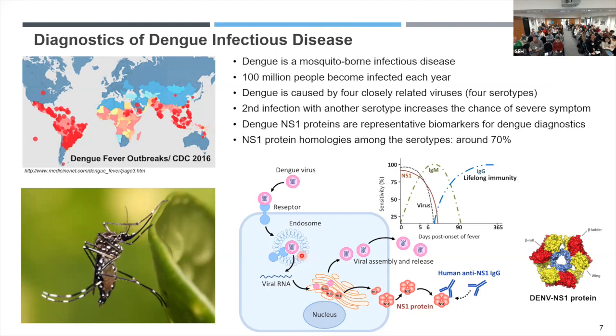Usually we use dengue NS1 proteins as a biomarker. If we are infected with dengue virus, the cell produces NS1 proteins into the blood, so this is a good biomarker for diagnostics. And for each serotype, the NS1 protein amino acid homology is around 70%.